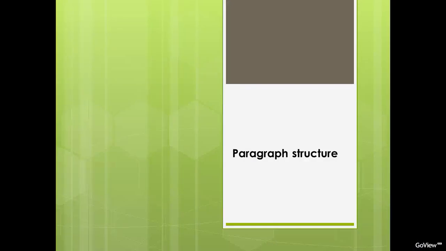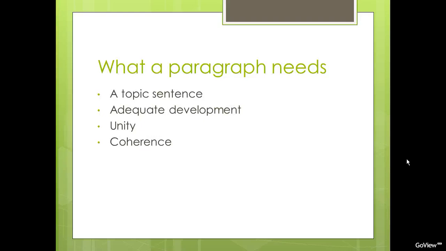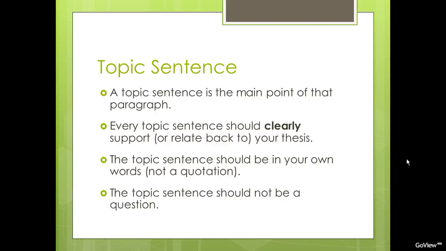Childs, and in today's video you're going to learn a little bit more about how to put together a successful paragraph. A paragraph needs four basic things: a topic sentence, adequate development, unity, and coherence. And in this presentation you'll learn a little bit more about each of these four things.